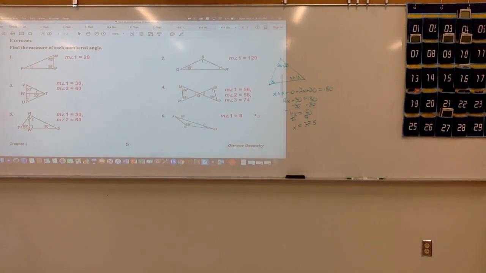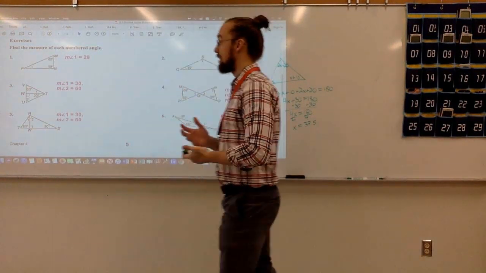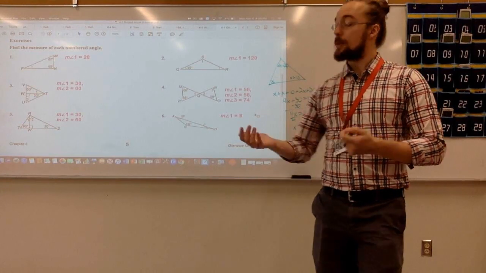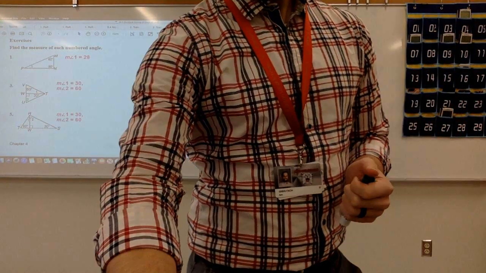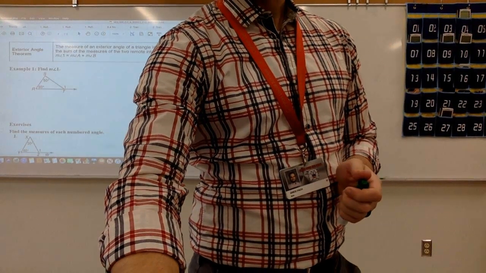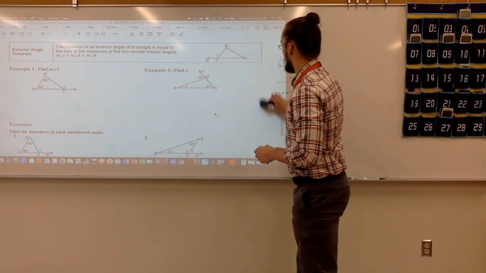This idea we will use for pretty much the rest of the year, the idea that all three angles in a triangle add to 180. So then on the back we have another similar idea. This one is called the exterior angle theorem.